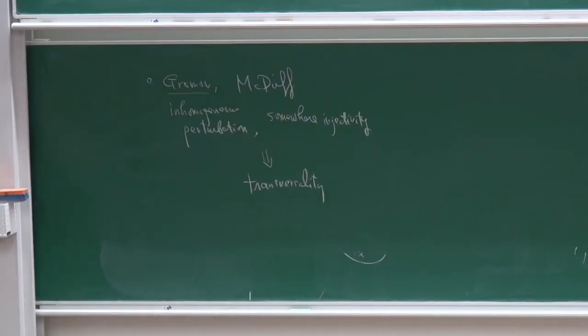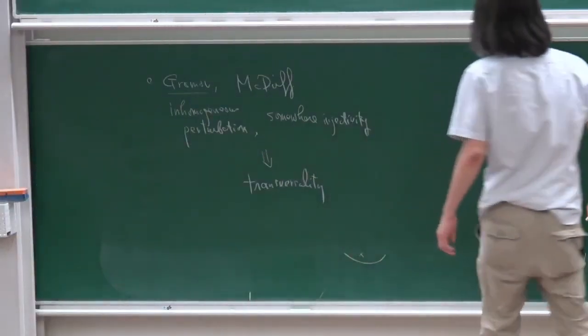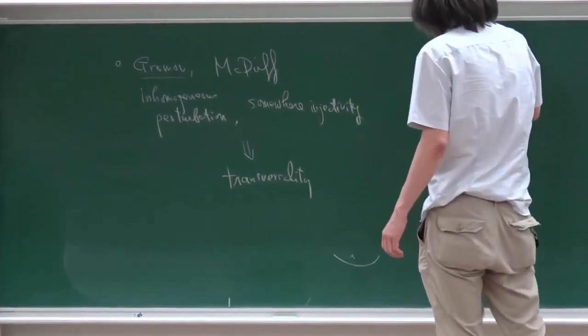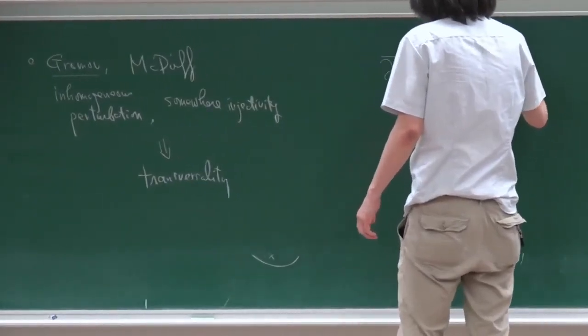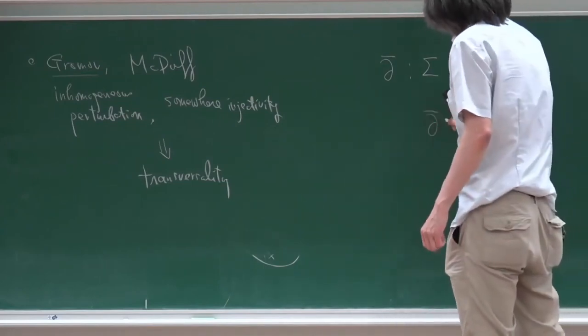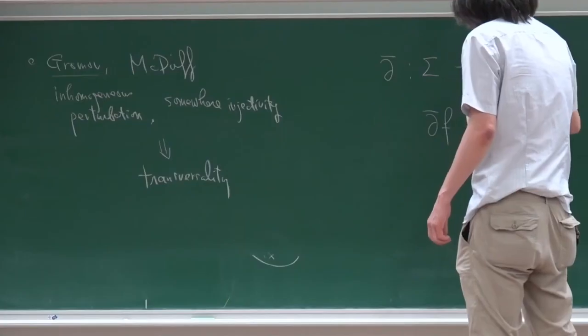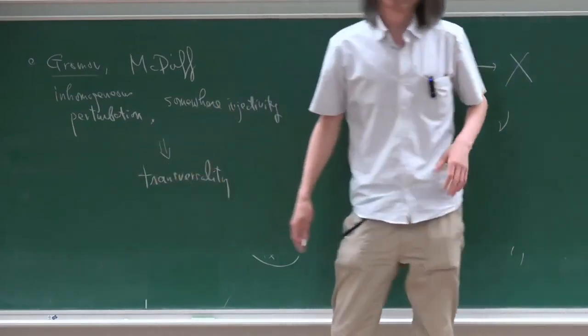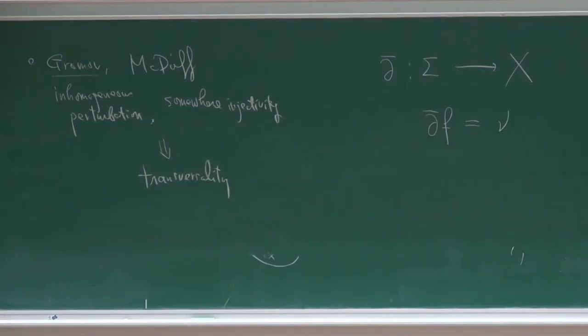Maybe this is just this. So you have this d bar equation, maybe from sigma to x, and you may consider d bar of f equal to mu by adding a certain perturbation term on the left, and then sometimes you can achieve the transversality.